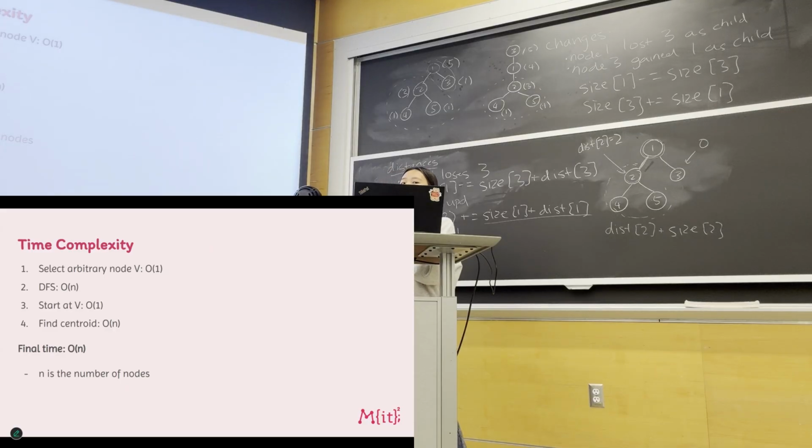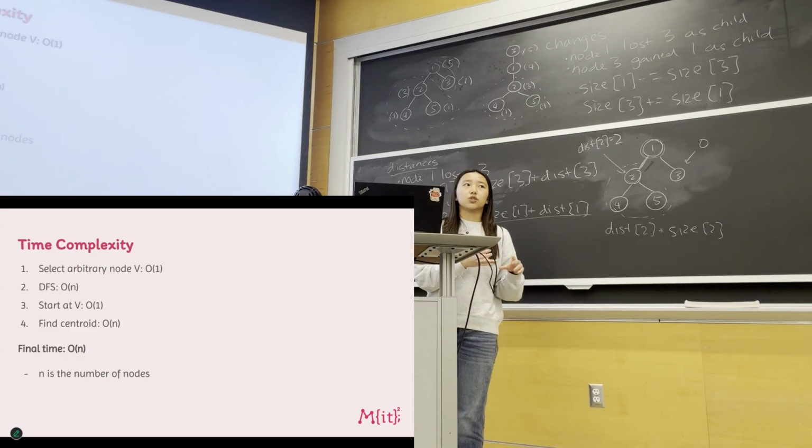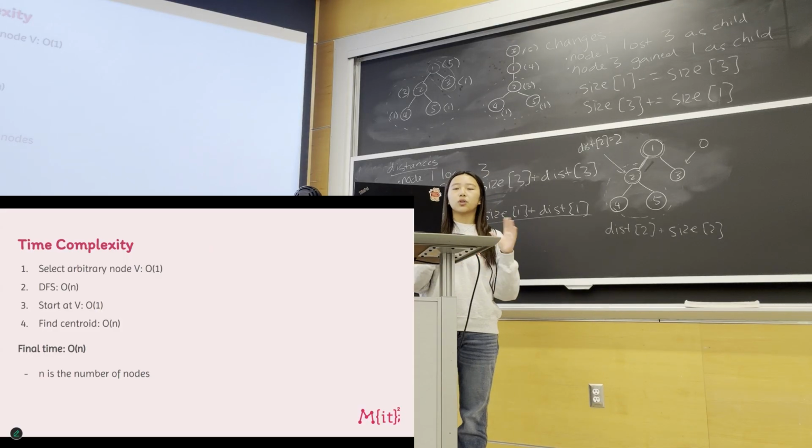The overall time complexity of this is: first we select an arbitrary node, so that's O(1). Then we also do DFS, which is O(n). Then once we start at V, that's O(1), and finding the centroid is O(n). So the final time complexity is O(n), where n is the number of nodes.